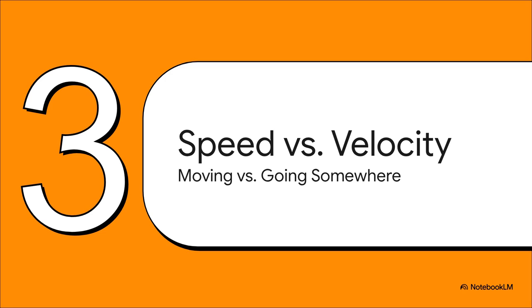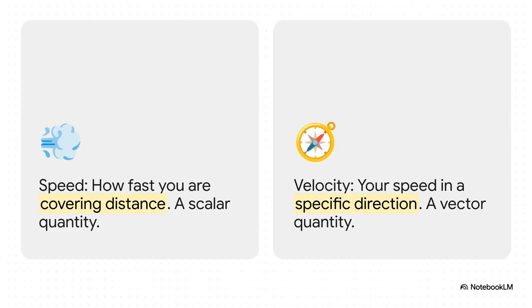This brings us to another pair of physics terms that get mixed up all the time: speed and velocity. And look, the pattern continues. Speed is our scalar buddy here. It just cares about how fast your distance is changing, no direction needed. Velocity, you guessed it, is the vector. It's your speed in a specific direction. The speedometer in your car, that tells you your speed. But the GPS telling you you're heading north at 60 miles per hour, that's your velocity.